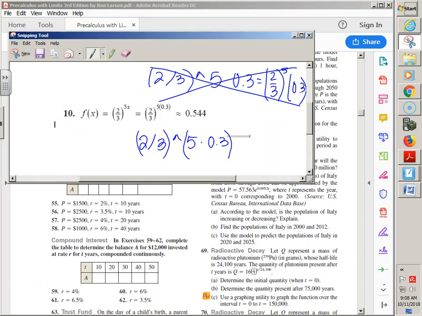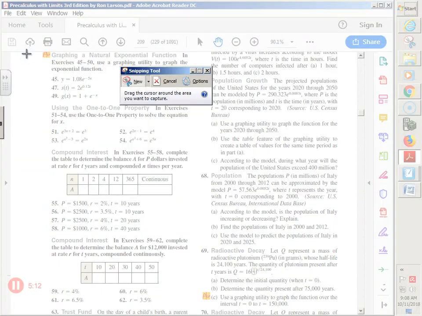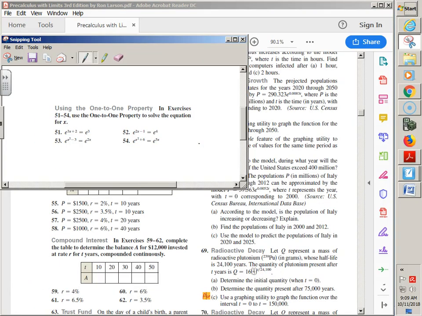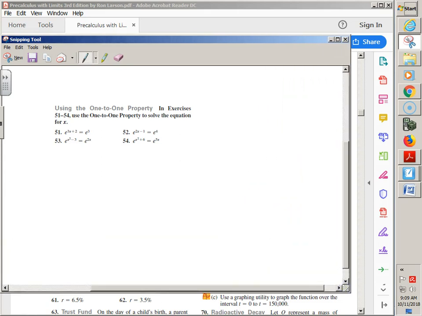All right, number 53, what's going on? Directions say one-to-one property, solve. So as I look at this equation, Robbie, we're trying to solve for x, right? And the only way to solve for x is to get it by itself. Now, first of all, these e's present a problem, but only for a second because both sides are e to the power of something. What can we do with the powers? Set them equal. Thanks, Adam.